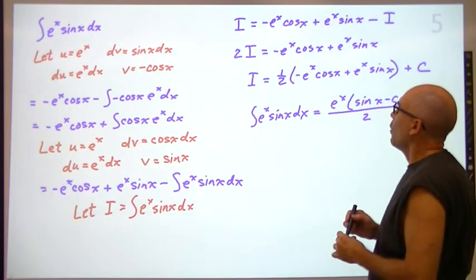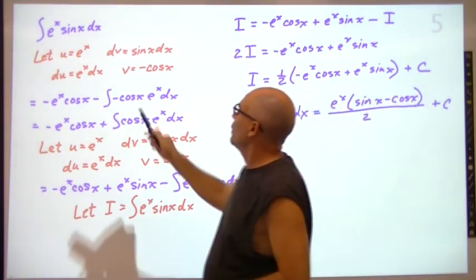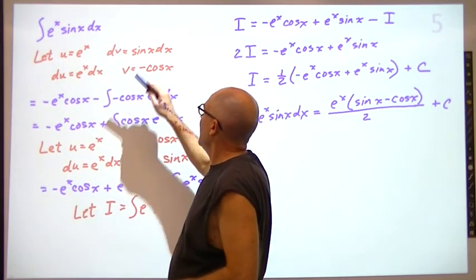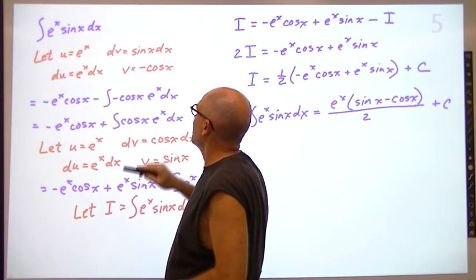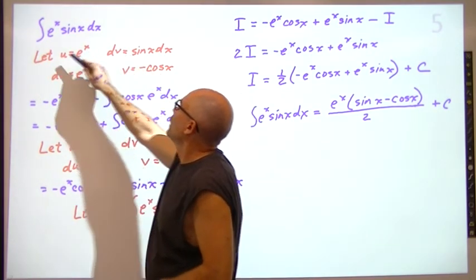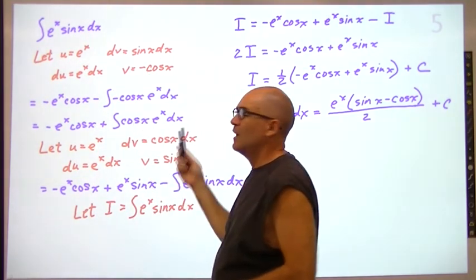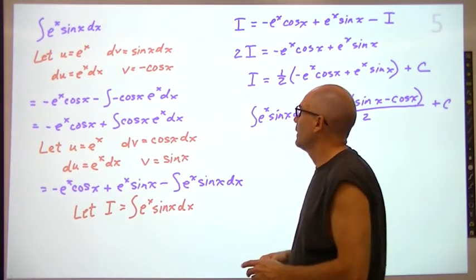Now notice, we could have done the exact same thing if we had let u equal sine x, and then dv would be e to the x dx. It would have worked out also.